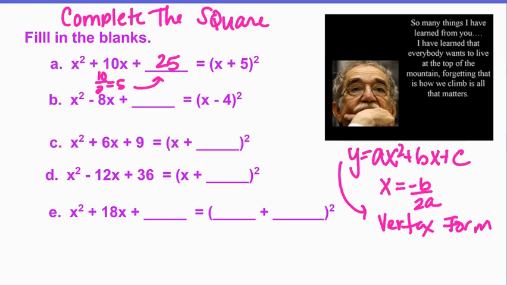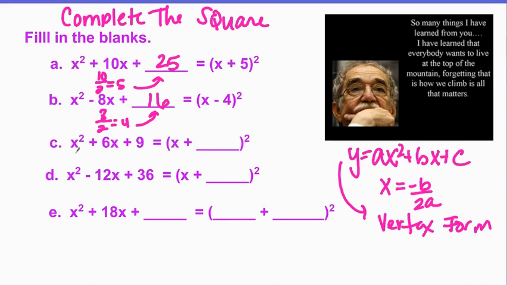Okay, so what's different when I have a negative here? Well, this is negative. So still half of 8 is 4, and 4 squared is 16. And that number is positive in both of these instances because this would be minus 4 is negative 8, and negative 4 times negative 4 is positive 16. So we need to be careful of that sign here.